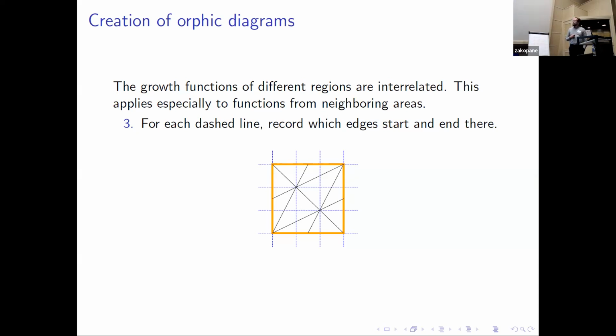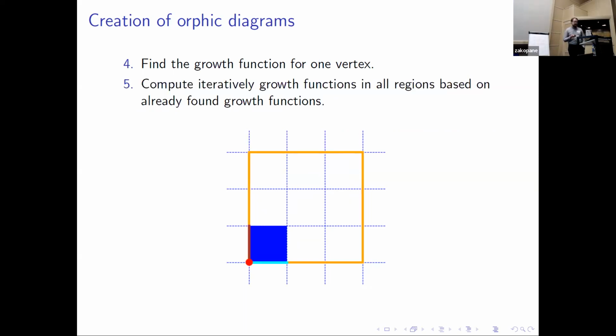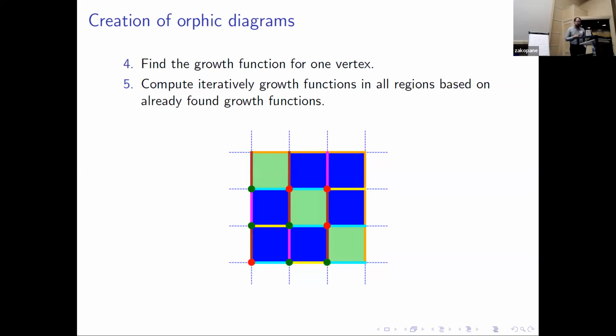I talked here about edges, but at least in the case of selection given by polytopes, the procedure for higher-dimensional cells, 2 and more, is very similar to that for edges. Okay, so we start by calculating the crystallographic growth function for one vertex. And in the next steps, we iteratively compute growth functions in all other regions based on already found growth functions and the information that we recorded earlier about which cells start and end at these dashed lines. And this way we get our full diagram.